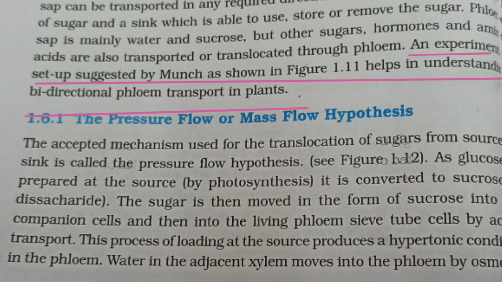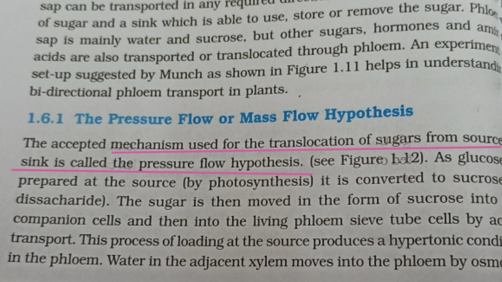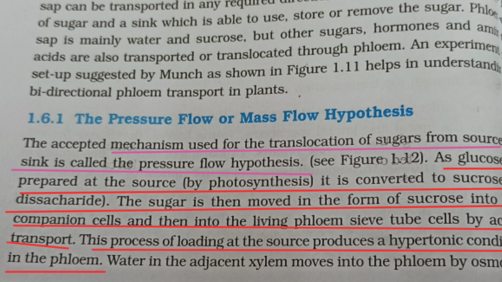Here is the experiment which illustrates mass flow, by Munch. The mechanism used for the translocation of sugars from source to sink is called the pressure flow hypothesis, or mass flow hypothesis. Glucose is prepared at the source by photosynthesis and converted into sucrose. The sugar is then moved in the form of sucrose into the companion cells and then into the living phloem sieve tube cells by active transport.